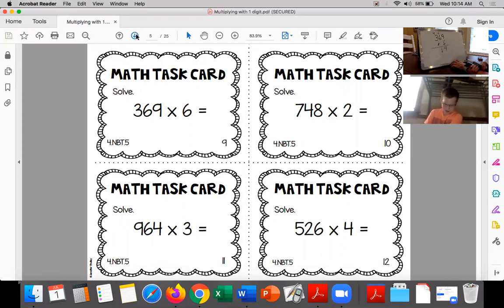18 plus 4 is 22. All right, so we have 2,214.